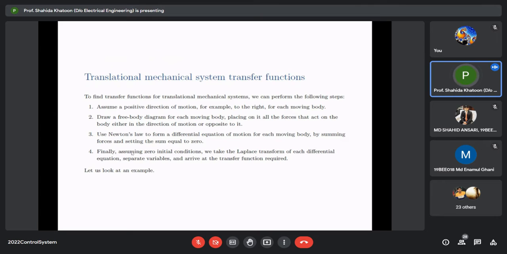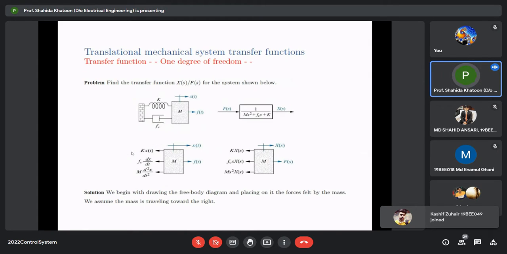Translational mechanical systems' transfer function can be found by the following steps. Assume a positive direction of motion, for example to the right, for each moving body. Second step, draw a free body diagram for each moving body, placing on it all the forces that act on the body either in the direction of motion or opposite to it. Step 3, use Newton's laws to form a differential equation of motion for each moving body by summing forces and setting the sum equal to 0. Finally, assuming 0 initial conditions, we take the Laplace transform of each differential equation, separate variables and arrive at the transfer function required.